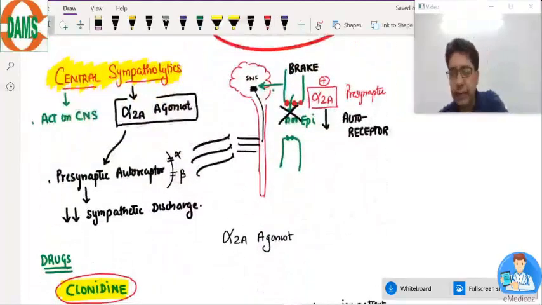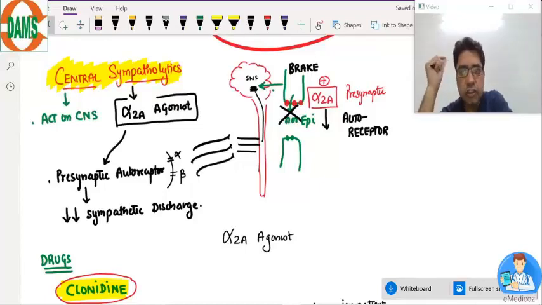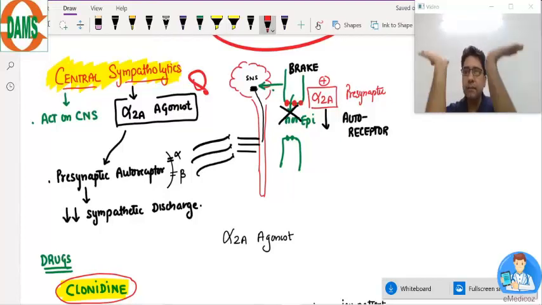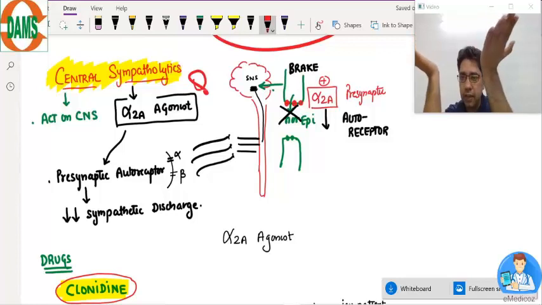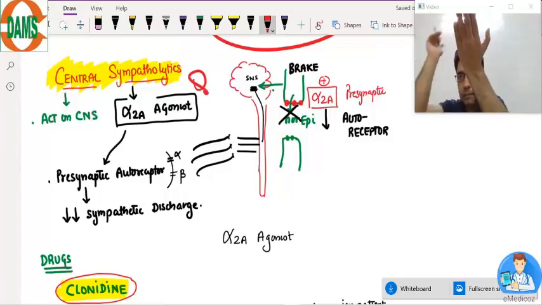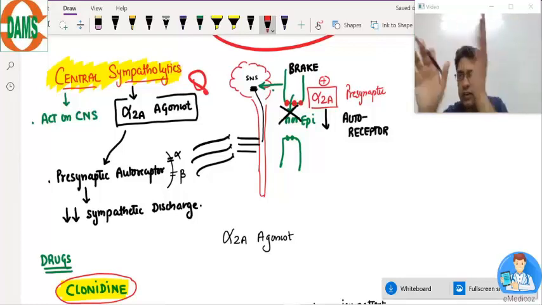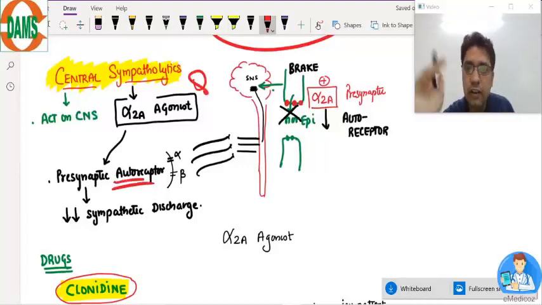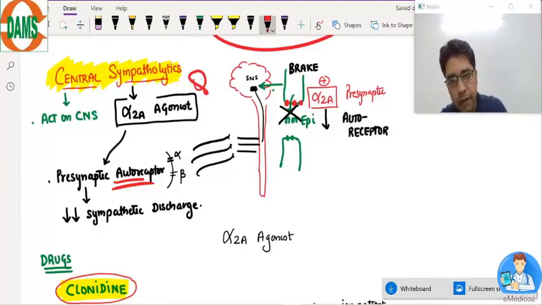Central sympatholytics, they act in the brain. And they stimulate one receptor, alpha 2A receptor. Very commonly asked question. Alpha 2A receptor is present in the presynaptic neuron. If you stimulate this receptor, the norepinephrine or catecholamines will not be released. Autoreceptor. It will apply a brake. Sir, please don't get released. Hence, sympathetic discharge will reduce from the brain.